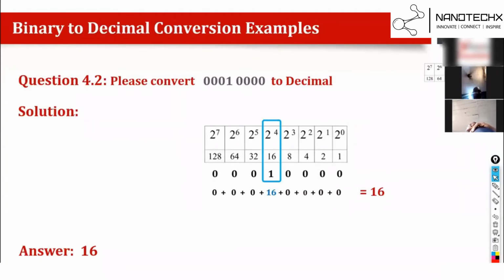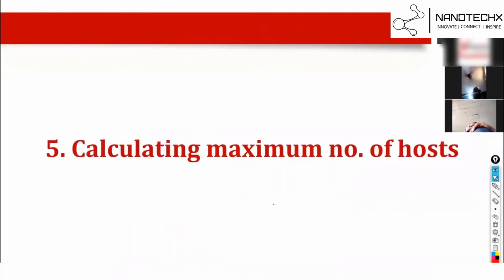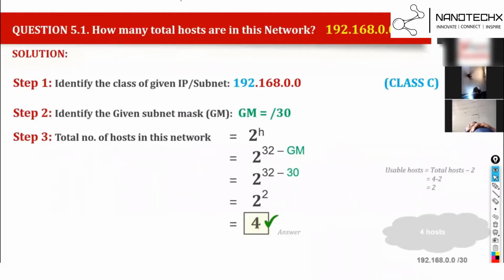Okay, and then you have to do these exercises from home again. Then calculating maximum number of hosts, module number 5 of subnetting. Very simple. We have to identify the class, given the subnet mask, and the formula for number of hosts is 2 raised to power 32 minus given mask. So given is 30. We just place here 32 minus 30 is 2, and 2 squared is 4.